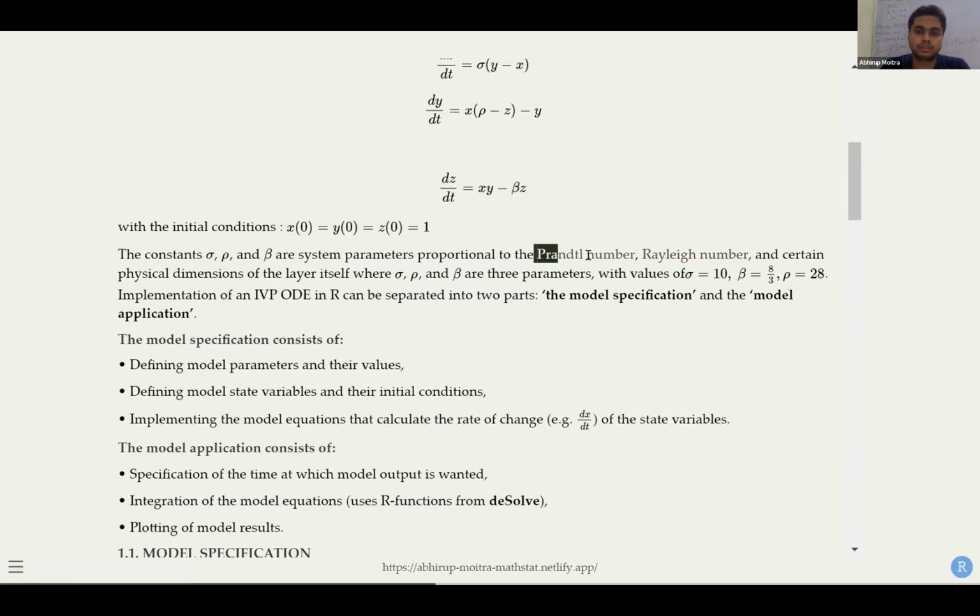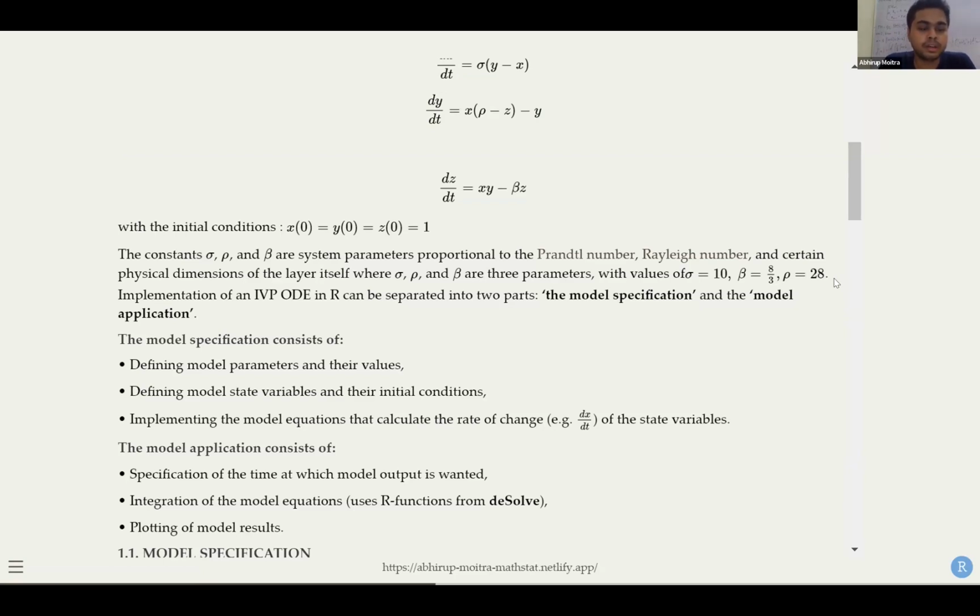This is very important, along with certain physical dimensions of the layer itself, where sigma, rho, and beta are 3 parameters with values of sigma 10, beta 8/3, and rho 28.